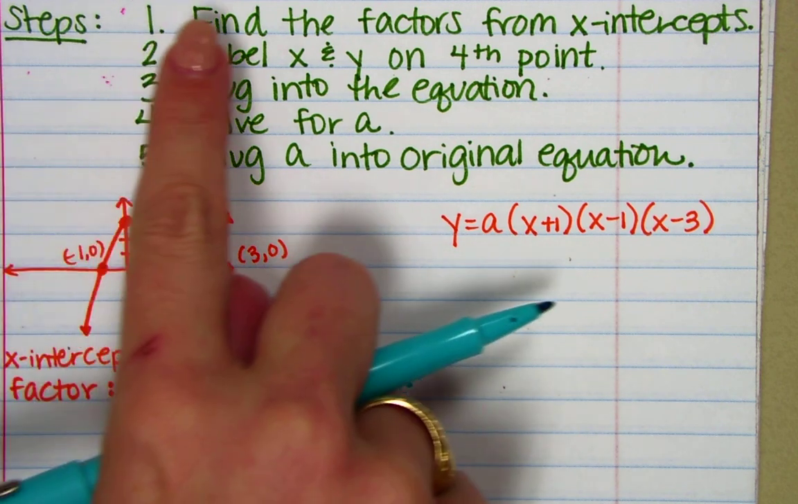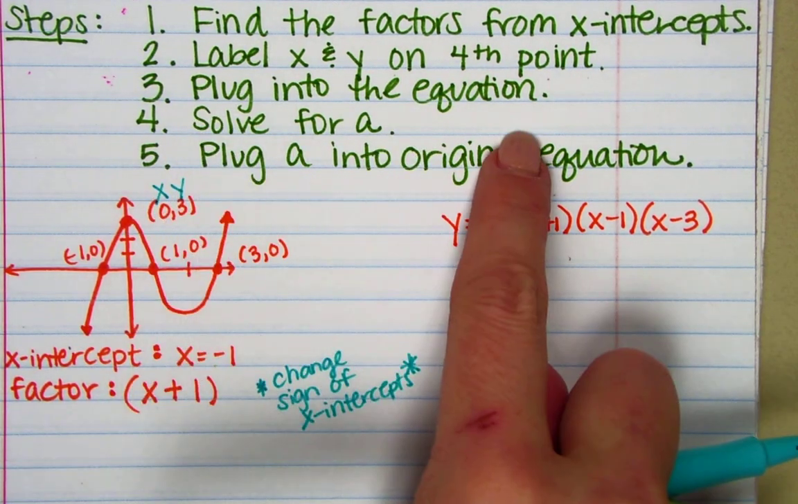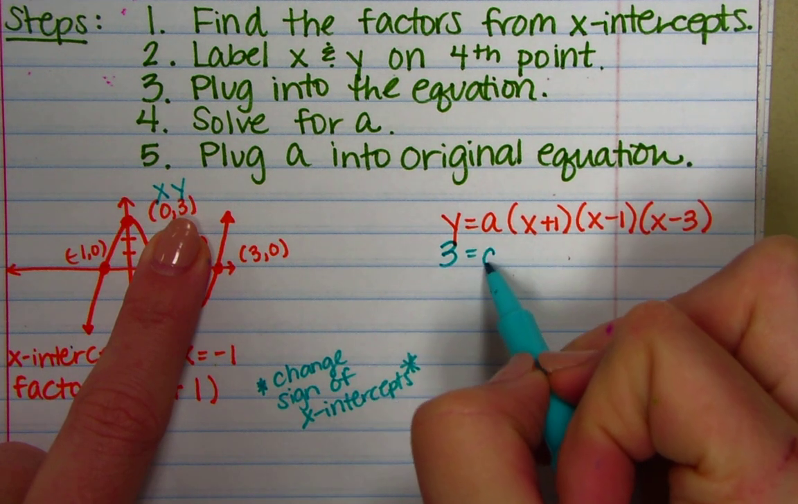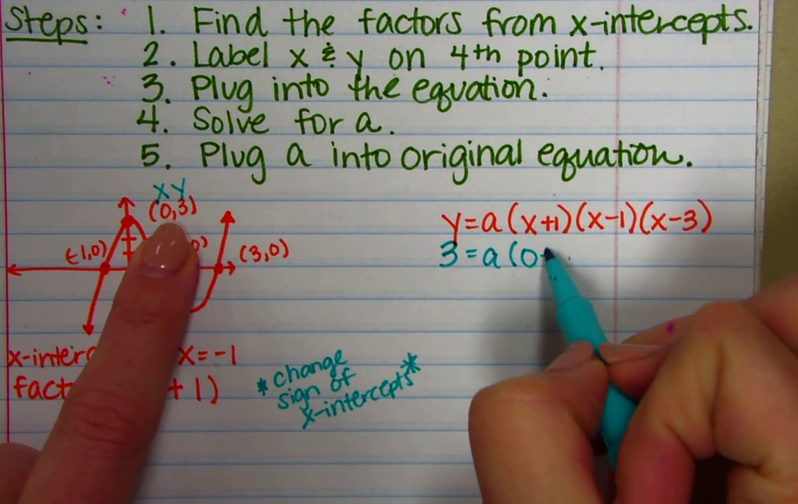All right, step 2 is label them. Step 3 is plug them into the equation. So in my equation, where I see y, I'm going to put 3. And where I see x, I'm going to put 0.